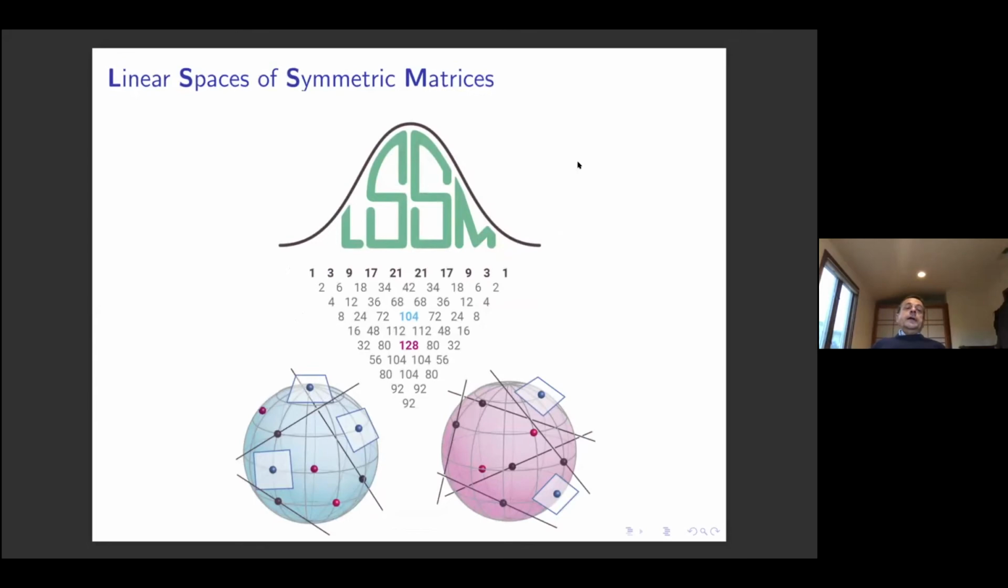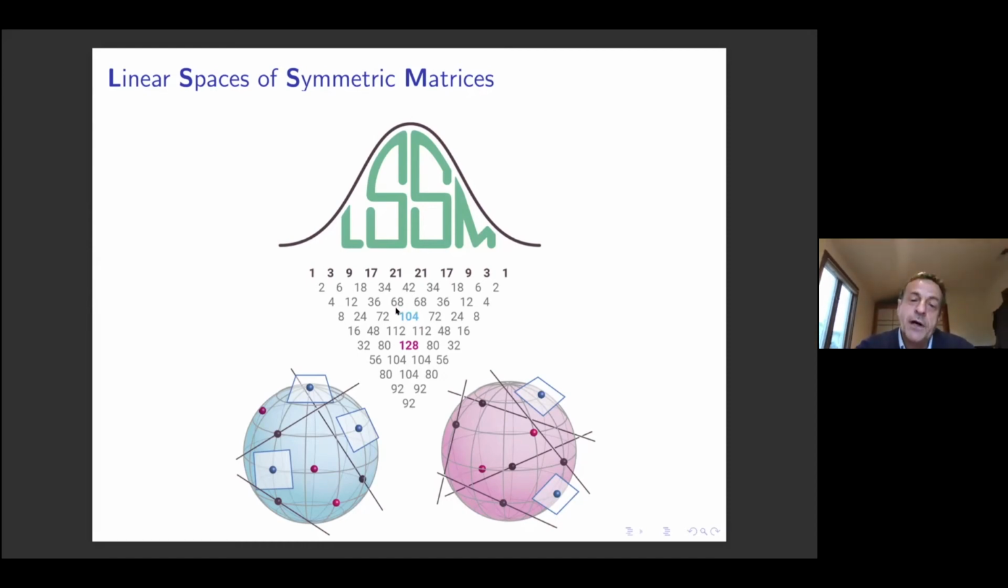So I'd like to move on to the second part of this lecture. And the second part of the lecture is about LSSM, linear spaces of symmetric matrices. This is the logo, the LSSM logo. This is the Gaussian curve, the bell-shaped curve that you know from statistics and probability. These integers, this triangle of numbers, we call this the Schubert triangle, is similar to 3, 2, 6, 4. But now the tangencies we're going to be interested in are tangencies in three-dimensional space. Let me explain these numbers.